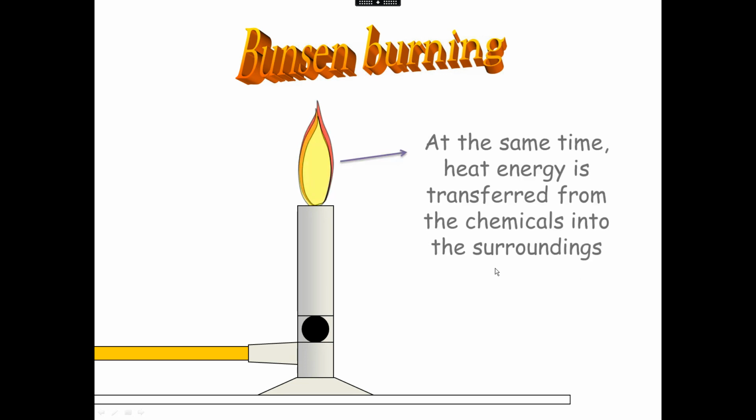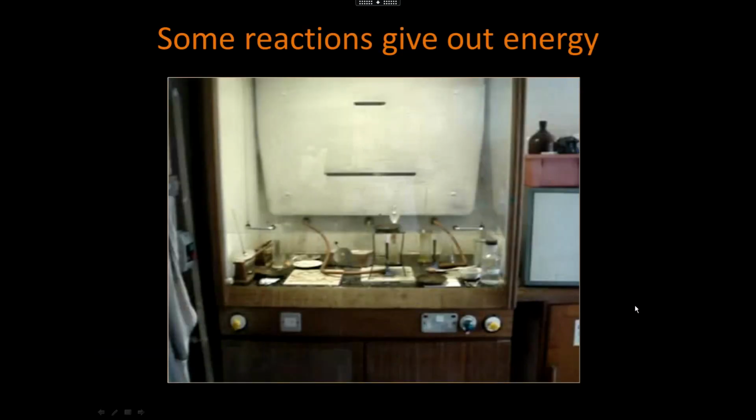At the same time, heat energy is released into the surroundings. That heat energy comes from the fuel, in this case methane. Fuels contain a store of chemical energy. When they react with oxygen, that energy is released in the form of heat, and the heat energy is transferred into the surrounding area, and we feel that as heat temperature. So as well as making carbon dioxide and water, the chemical energy inside the fuel is changed into heat energy, and the heat energy is released into the atmosphere. So some reactions, like a Bunsen burner, give out heat energy.